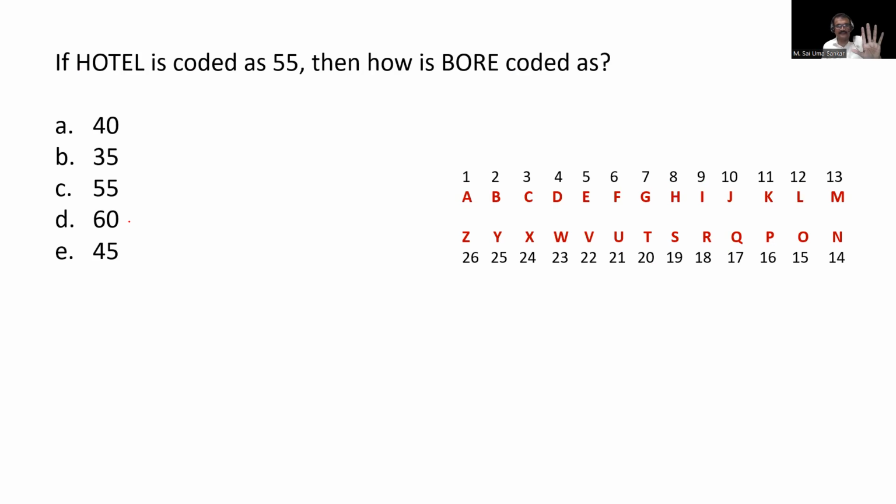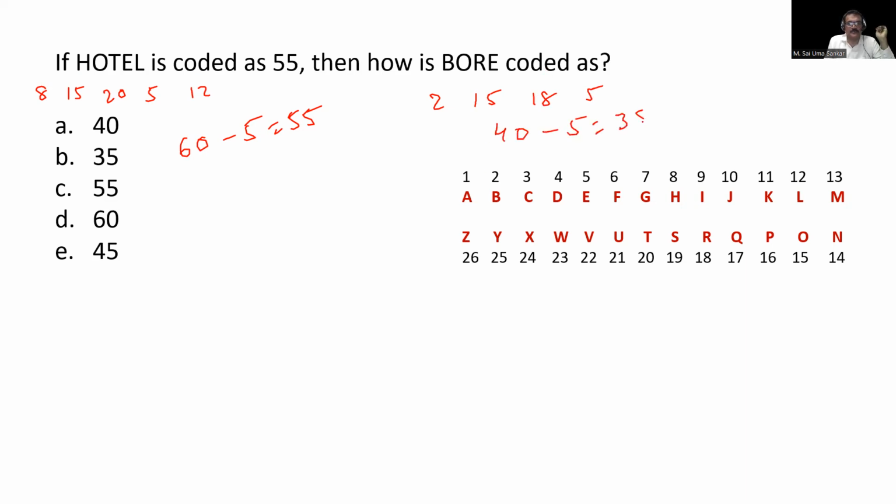Next, if a 5-letter word is there with a 2-digit number, then what happened? Obviously place values. What is the H? This is 8, O 15, T 20, E 5, L 12. So 20 plus 20, 40 plus 20, that is equal to 60. How to get this one? 60 minus 5. Let us check. Here, does bore minus 5 exist or not? This is equal to 55. B 2, 15, 18, and 5. 20 plus 20, that is equal to 40. So minus 5 is equal to 35. 35 is there. In some cases, 60 minus 5 is equal to 55.